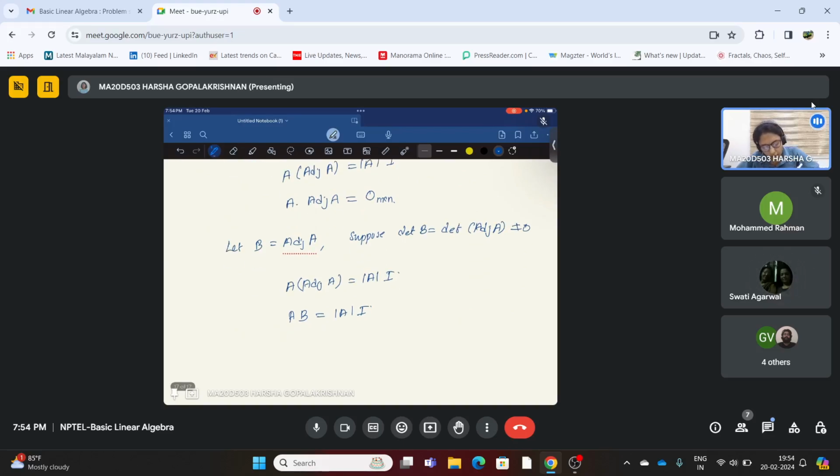So what we will get is A B B inverse equal to determinant of A into B inverse. Actually, we have taken the equation A adjoint of A, but we have not taken the determinant yet, and we have replaced adjoint with B. Okay, B is adjoint of A.